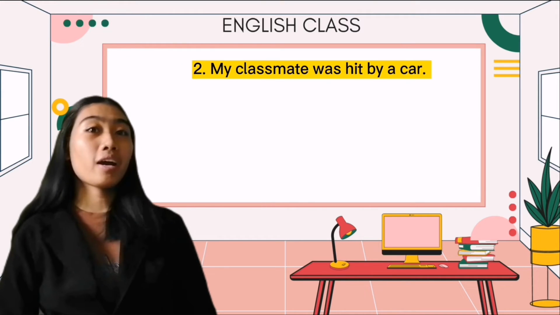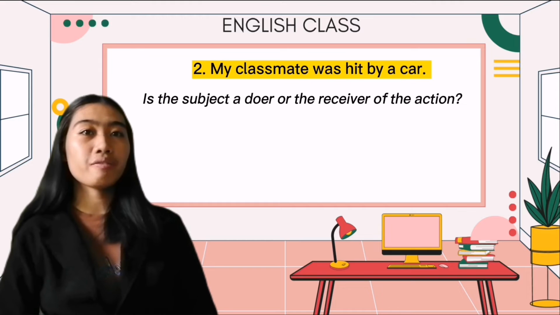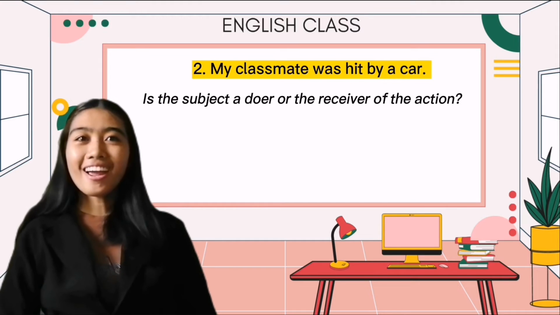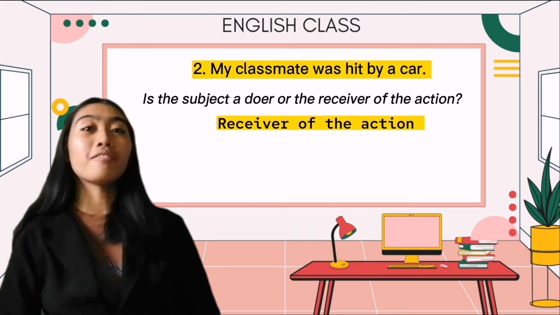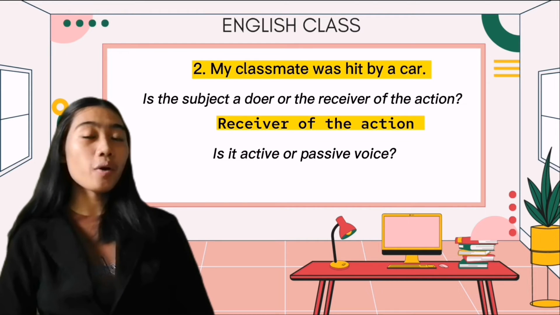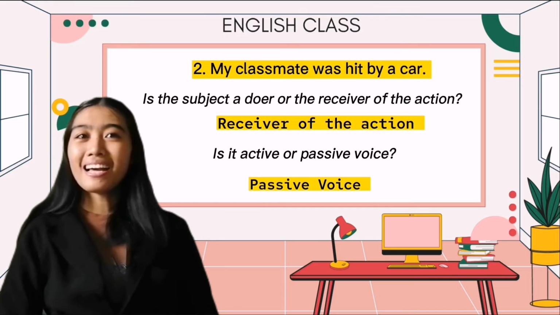Number 2. My classmate was hit by a car. Is the subject the doer or receiver of the action? You got it right. The subject is the receiver of the action. So, is it active or passive? It's passive. Perfect! Just remember that to be able to get to the correct answer, you need to use your analytical skills and follow the rules strictly. In this instance, you must think about how the verbs in the active voice will change when they are transformed to the passive voice. This time, I will discuss the tips in changing active voice to passive voice.